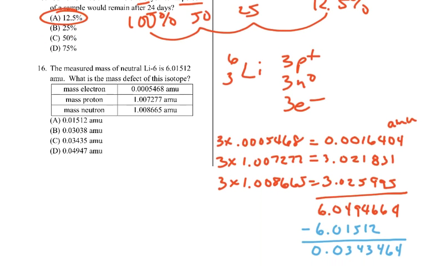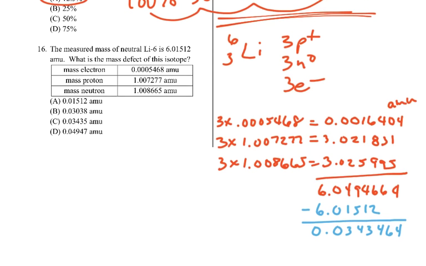Okay, number 16 involves some mathematics, so I kind of did it here. It says the measured mass of neutral lithium-6 is this number here. So what is the mass defect? So if I have lithium that weighs 6, that means I'm going to have 3 protons, because that's every lithium. Since it's 6, that means I have 3 neutrons when I subtract those 2. And if it's neutral, that means I have 3 electrons.